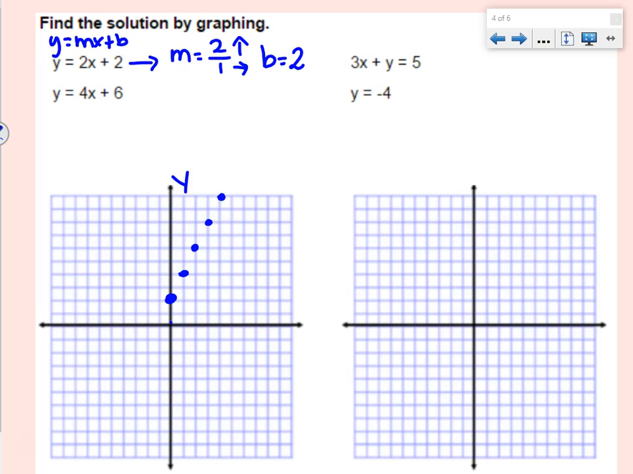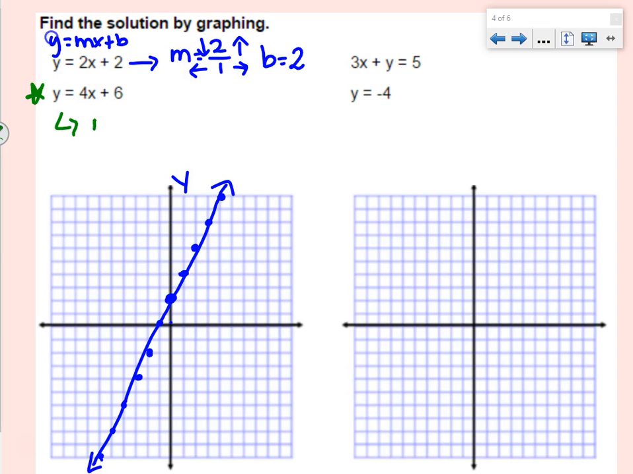Now we also want to do the opposite. We want to go down 2, left 1 as well. We want to get as many points on the graph as possible. The reason for this is because if we're going to see where this second equation crosses it, we want to have all the points that we can on our graph.